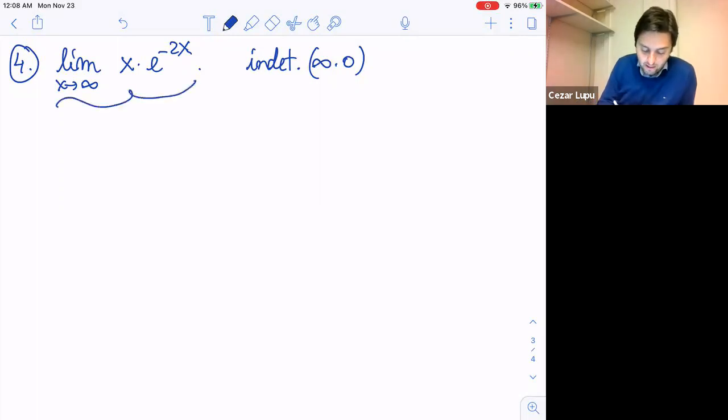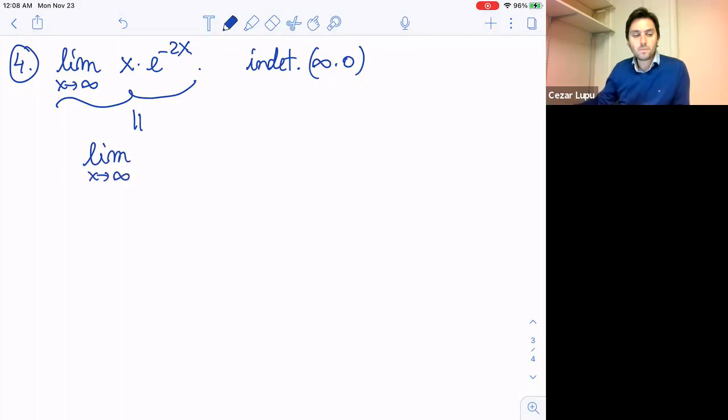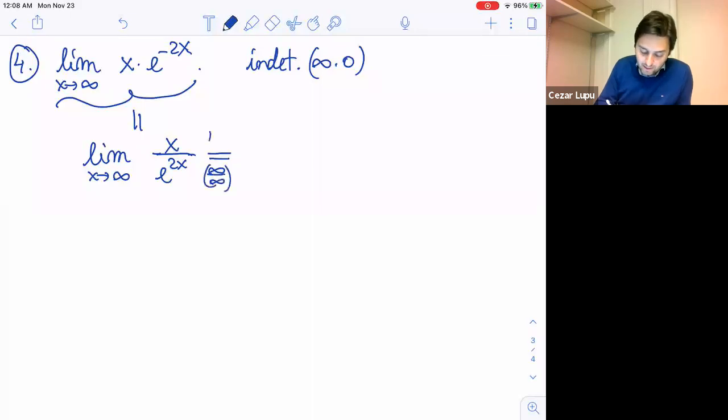This guy here can also be expressed as the limit as x approaches infinity of x over e to the power 2x. So pay attention here. I wrote this as a fraction. And now, if you look at this, the indeterminate form is infinity over infinity. Wow, that's good. So I can apply L'Hopital rule, and this would be nothing else than the limit as x approaches infinity of x prime, everything over e to the 2x prime.